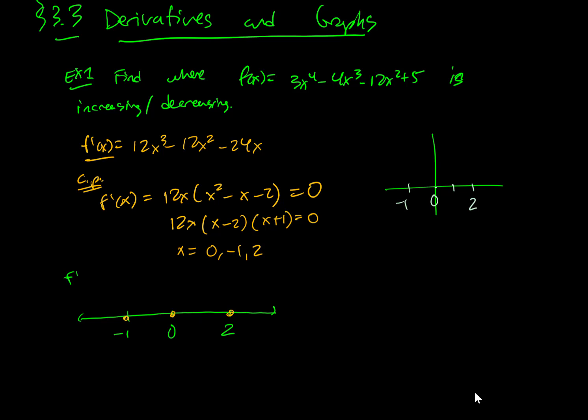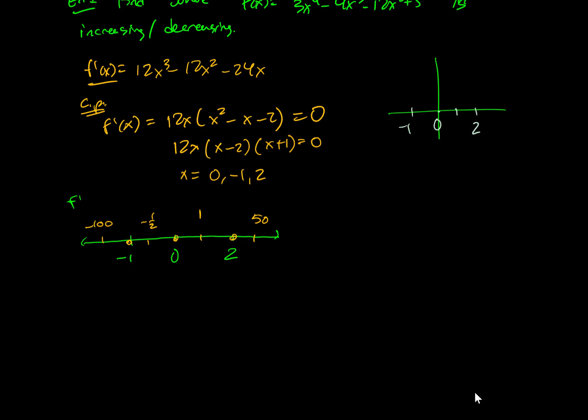So I'm going to pick some test points. For example, I could pick negative 100, something less than negative 1. How about negative 1/2, something between negative 1 and 0. 1, and how about 50? So I'm just plugging in things to test positive or negative, and I'm just looking at the derivative to do that. All I care about again is whether the derivative is positive or negative. Now, a quick way to do this is let's put our factored version of our derivative here, and let's put my test points here. And again, I only care about positive or negative.